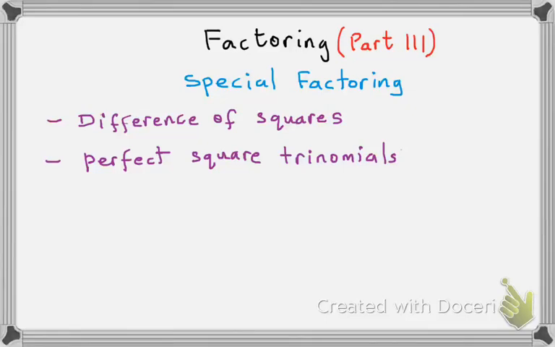Hi there. In this third part of factoring, we talk about two special types of factoring that we didn't talk about in part two. We talk about the difference of squares and the perfect square trinomial. How do we factor these? That's what we talk about here. First of all, let's talk about the difference of squares.